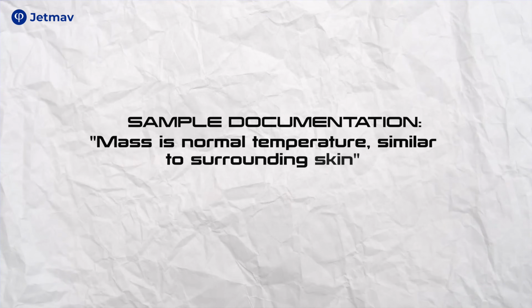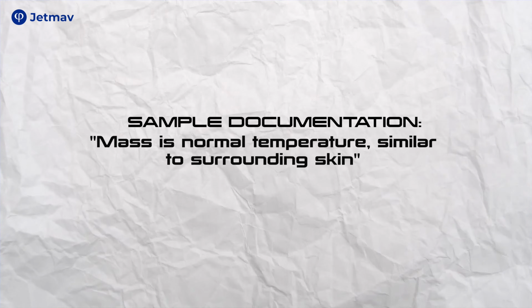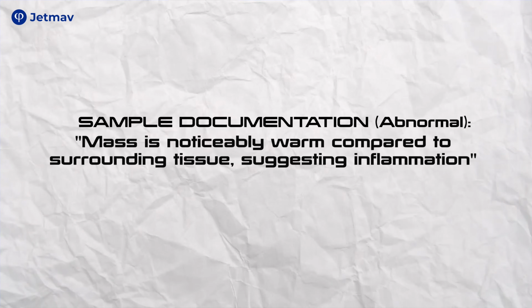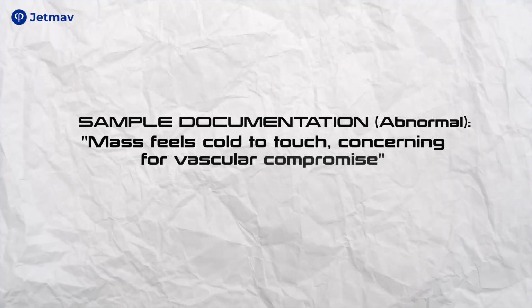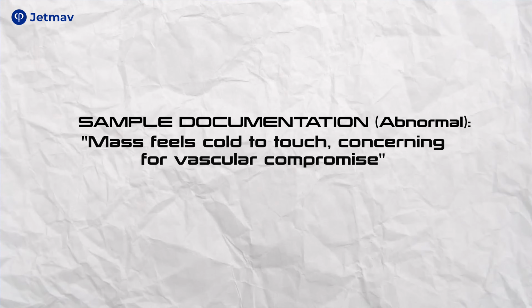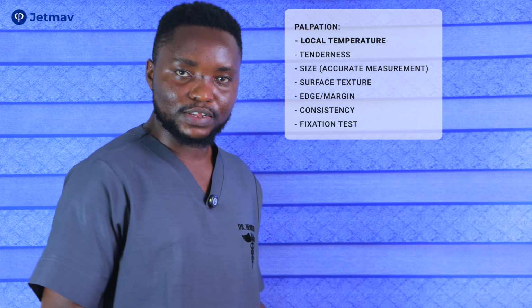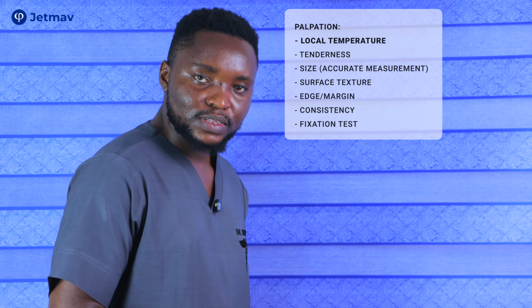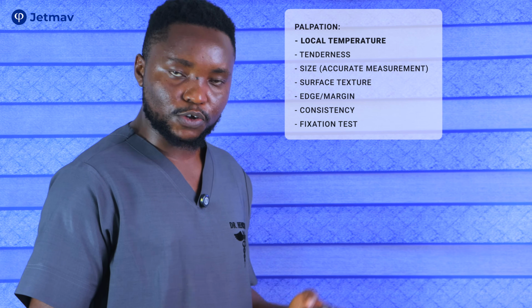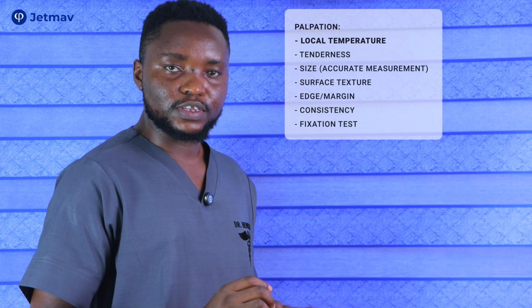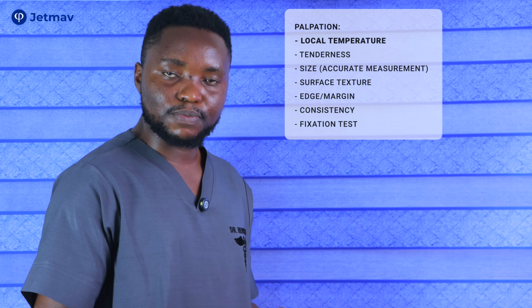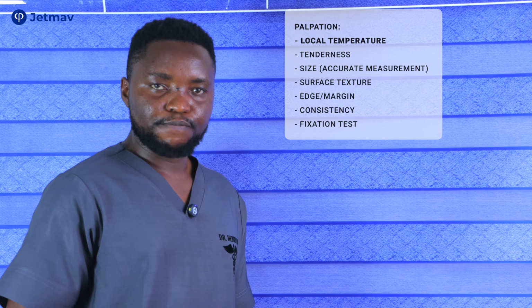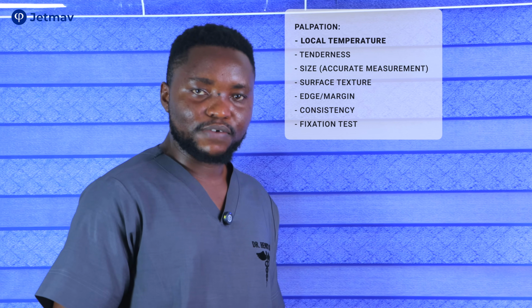So the sample documentation is that the temperature of the mass is normal, similar to surrounding areas. Or if it is abnormal, you can have something like: the mass is noticeably warm when compared to other tissues, suggesting inflammation. Or the mass might feel cold to touch, which is concerning for vascular compromise. So these are things you might note during the examination of the mass. The mass can be normal, it can feel cold, or it can feel warm to touch compared to other parts of the body. So if it is normal, then that's okay. But if it feels warm, or noticeably warm to touch, it might suggest inflammation. If it feels cold, it might indicate that there's a vascular compromise.